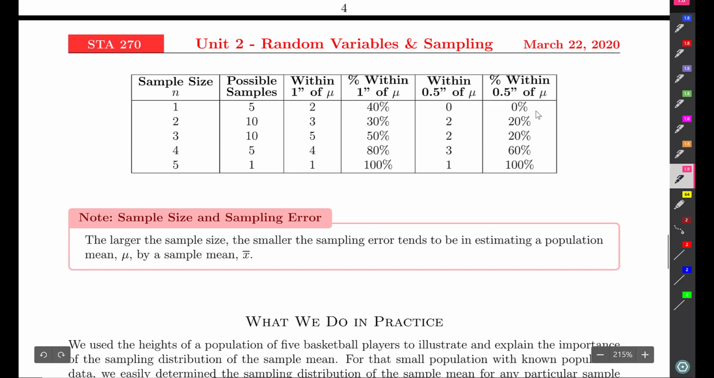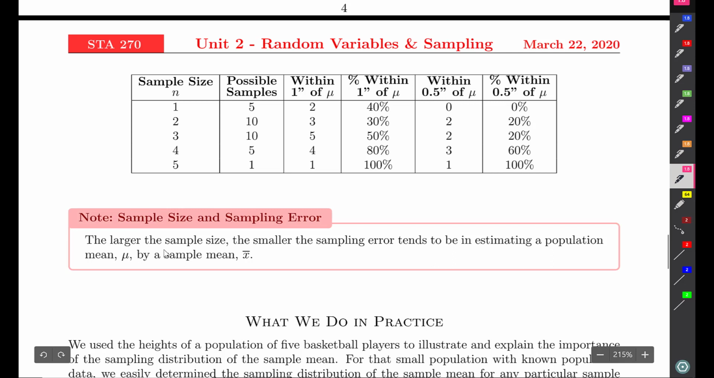For the last 2 columns, I restricted it even tighter. We're looking at within a ½ inch of the mean. And in this case, for a sample size of 1, there are 0 samples that are within a ½ inch of mu. But then we start moving on down the line. We get 2, 2, 3, and then 1 in that last row, because that is the entire population. So there can only be 1 sample. That is the entire population. So that leads us to this next conclusion.